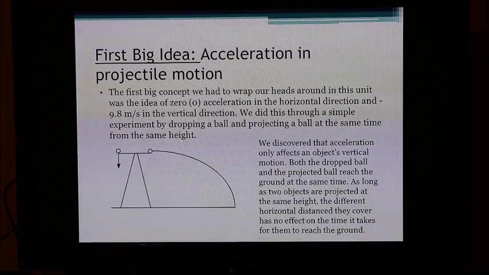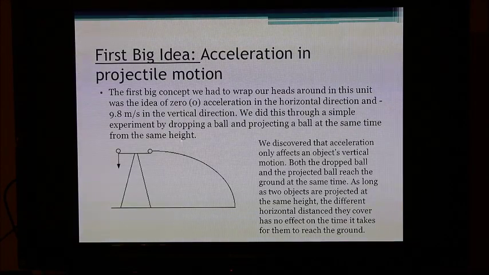When we did this, we discovered that acceleration only affects an object's vertical motion. There's only acceleration in the vertical direction. Both the dropped ball and the projected ball reach the ground at the same time. As long as the two objects are projected at the same height, their horizontal displacements have no effect on the time it takes for them to reach the ground.